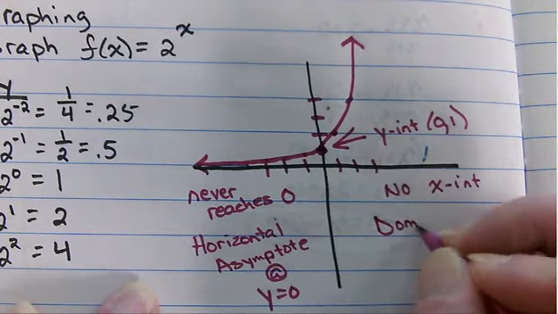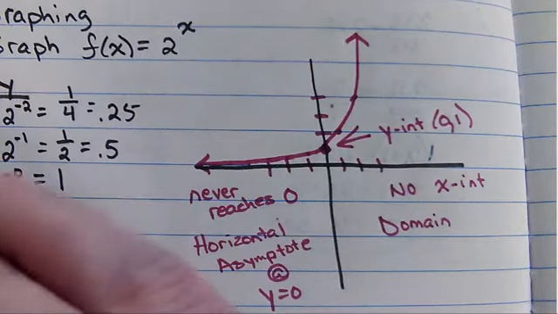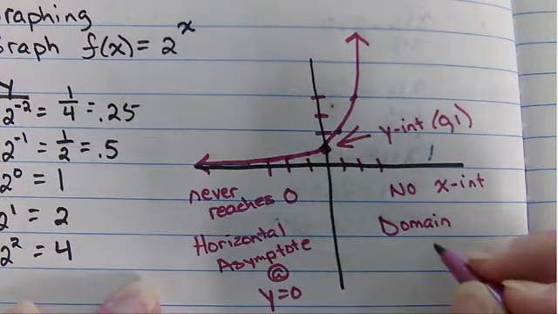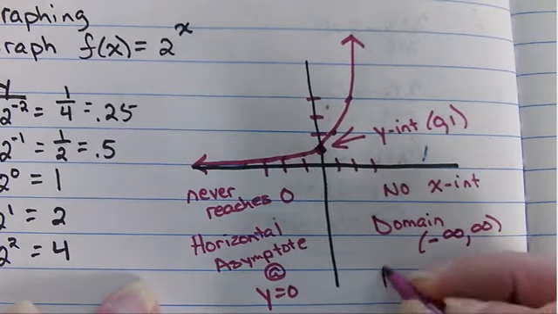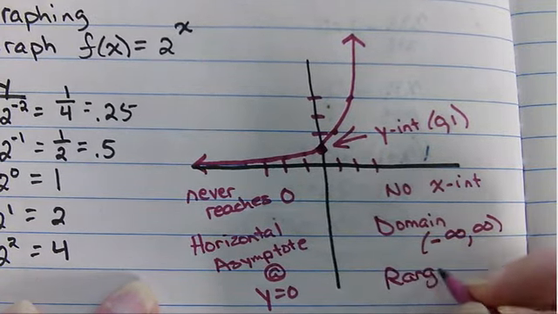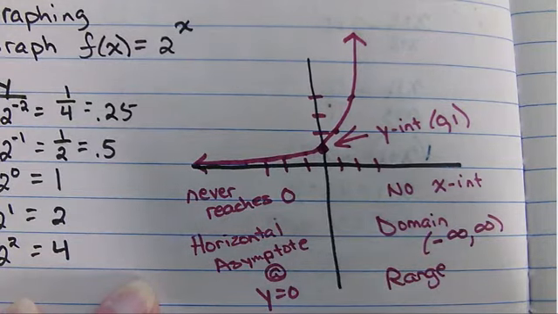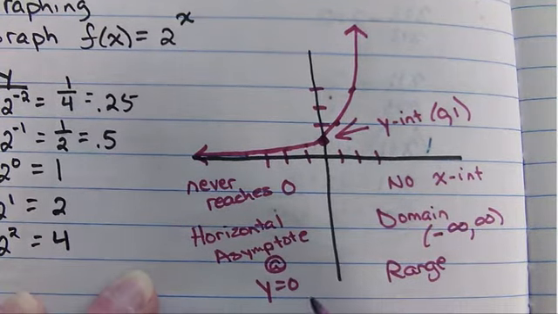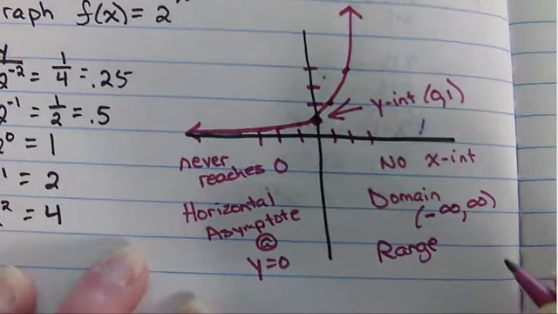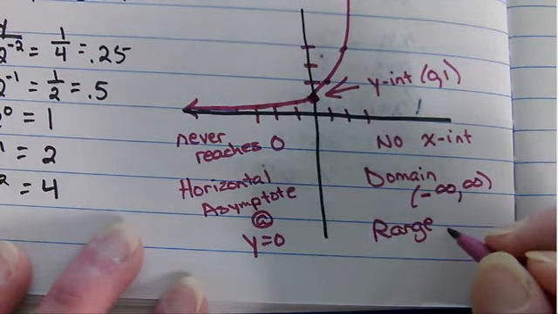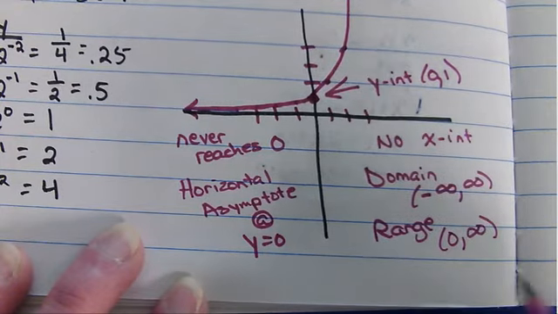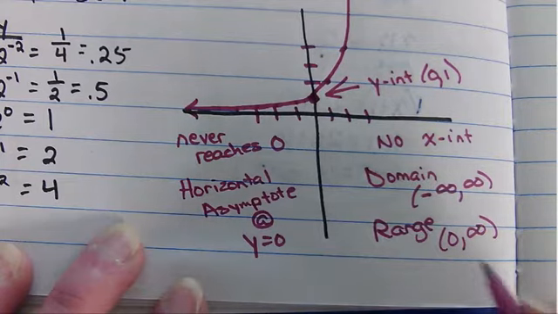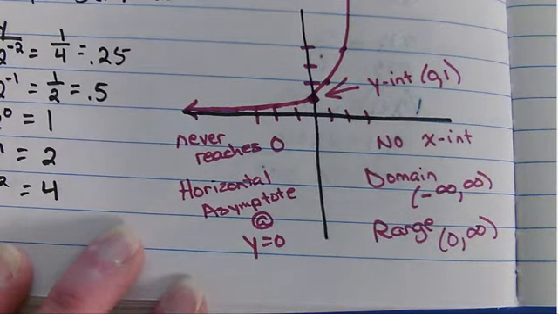My domain? Well, I can plug in negative x values, positive x values, so it's going to be negative infinity to infinity. The range, however, I'm only getting positive numbers back, and they don't reach 0. So this is going to be 0 to infinity. And notice I don't put the bracket on 0 because it does not ever touch 0.